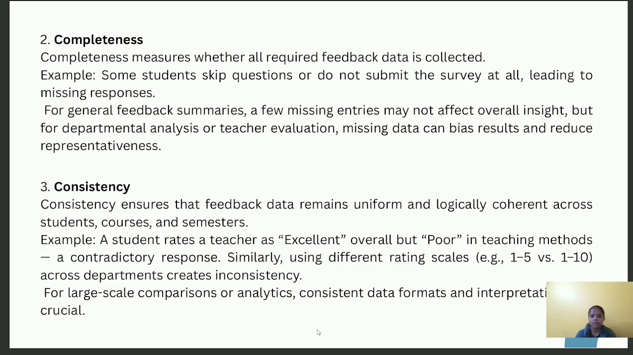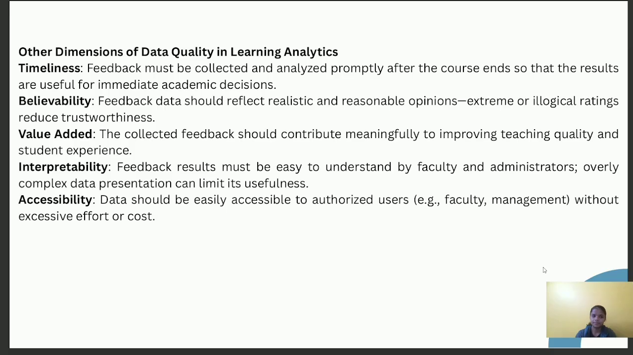Now, third, the consistency. Consistency ensures that feedback data remains uniform and logically coherent across the student, course, and the semester. Example: a student rated a teacher as excellent overall but poor in teaching method. A contradictory response, as you can see here. Similarly, using different rating scales, for example between 1 to 5 versus 1 to 10 across departments, creates inconsistency. For large scale comparison or analytics, consistent data format and interpretations are crucial.